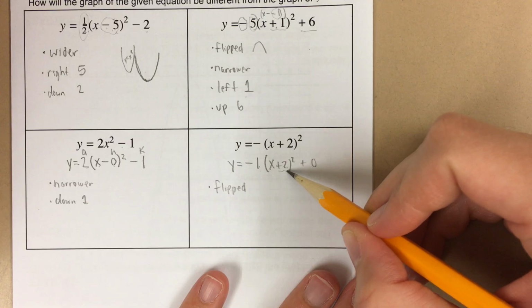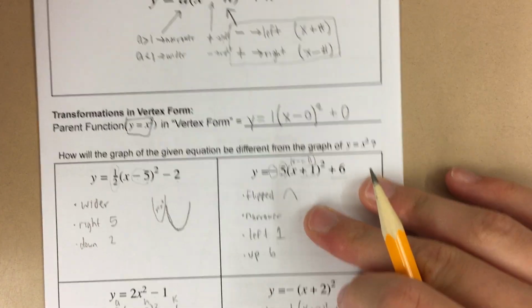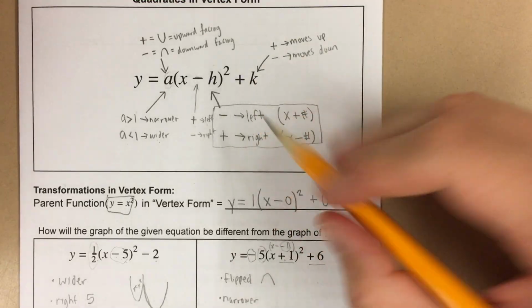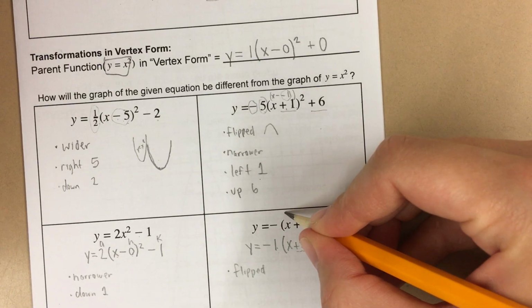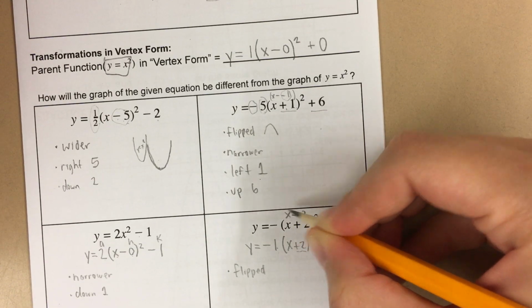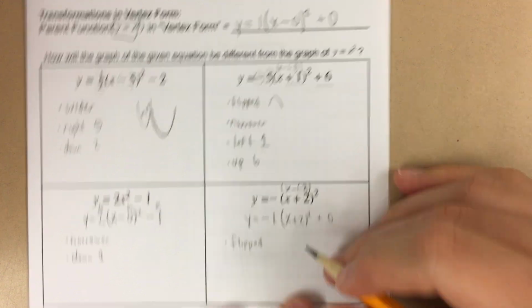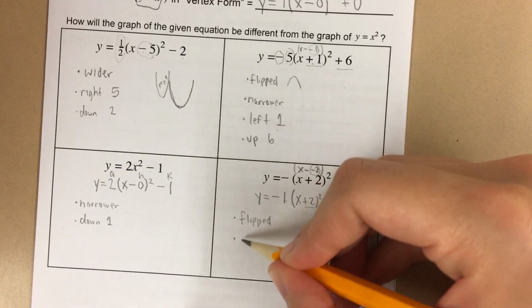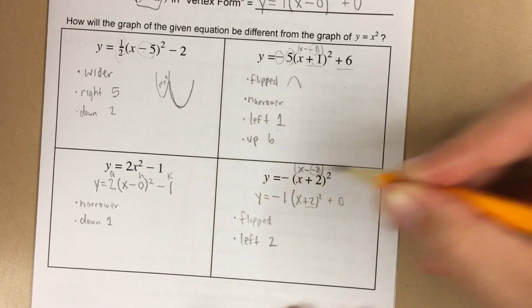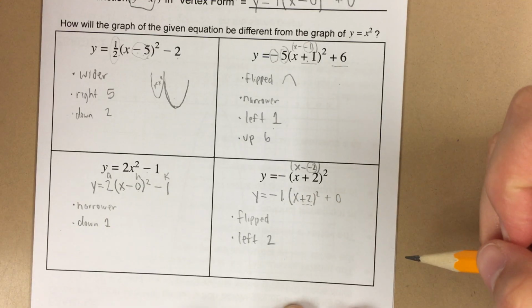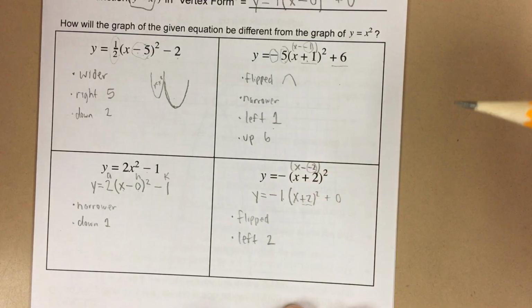Okay, this plus 2, that moves it, right? Remember, again, this is the same as x minus negative 2, so that's left 2. And then this plus 0, of course, doesn't do anything. So for this one, it's just flipped and moved to the left 2.